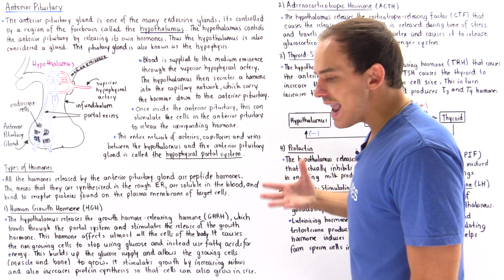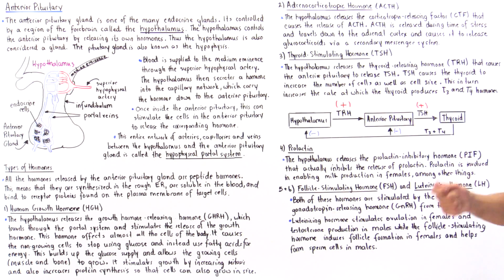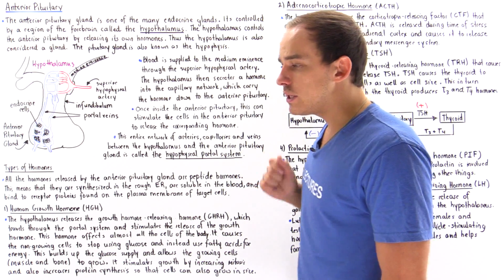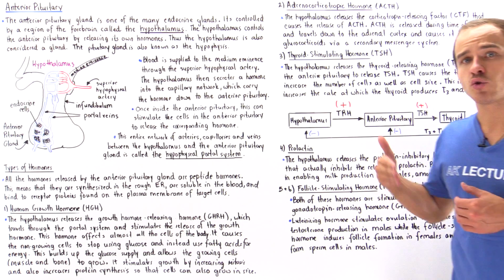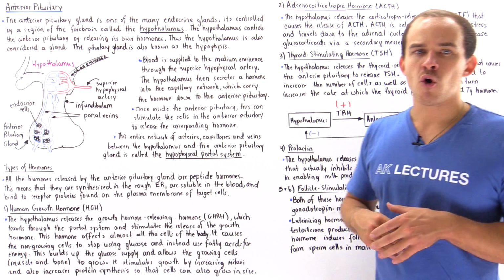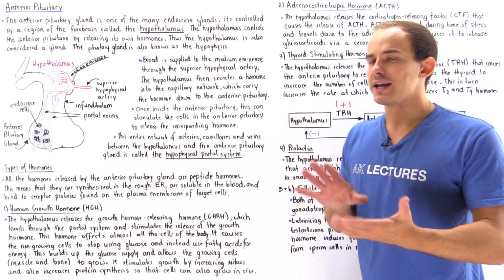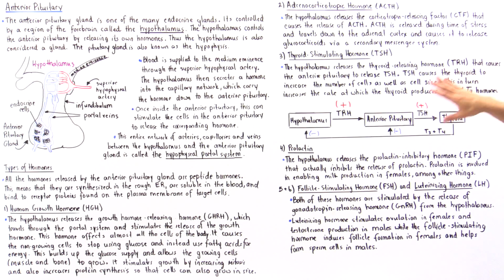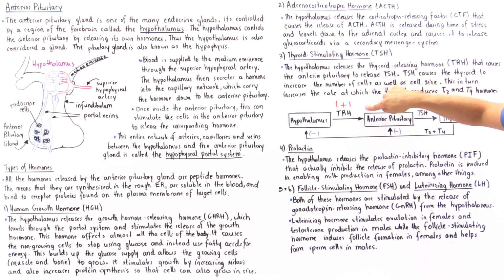Now, TSH, the thyroid-stimulating hormone, causes the thyroid cells in our thyroid to not only increase in number, but also increase in size. And this increases the rate at which those thyroid cells produce two important types of hormones known as T3 and T4, and we'll discuss what these actually do when we look at the thyroid individually.